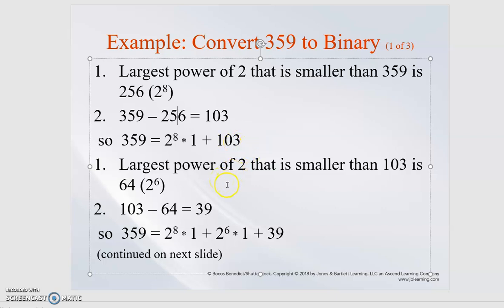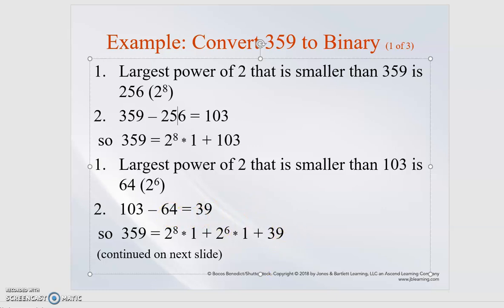And now you do the same operations until you split each one of these bigger numbers into powers of 2, right? So do the same thing for 103 now. The largest power of 2 that is smaller than 103 is 64, 2 to the power of 6, right? 103 minus 64 becomes 39. So 359 equals 2 to the power of 8 times 1 plus 2 to the power of 6 times 1 plus 39, right? So this plus this one, 2 to the power of 6, plus 39 is the balance.